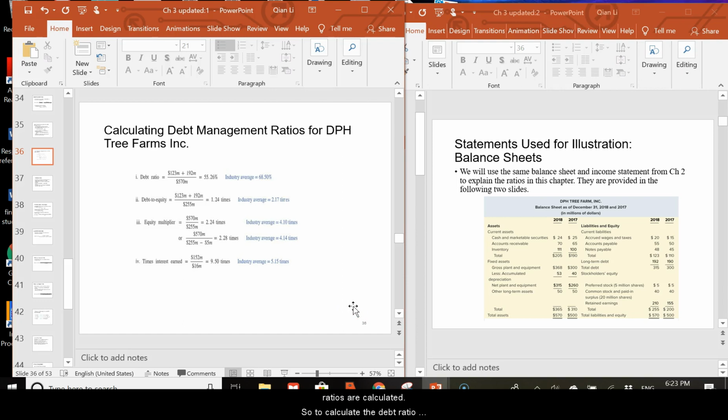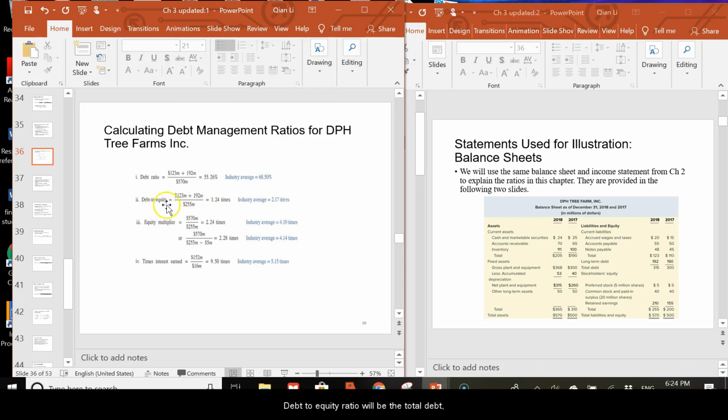So to calculate the debt ratio for this company, we are looking at all the debt. That includes total current liabilities, which is the 123 here, and 192 of long-term debt. So both short-term and long-term debts together over the total assets, which is 570. That means the company has about 55.26% of its total assets financed by debt holders.